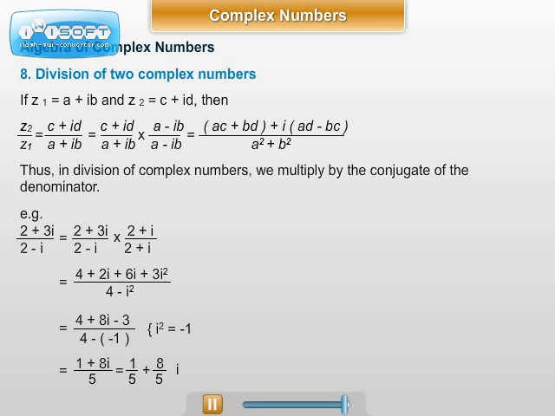In general, if a + ib is not equal to 0, then (c + id)/(a + ib) = (c + id)/(a + ib) × (a - ib)/(a - ib). On simplification, we get (ac + bd)/(a² + b²) + i(ad - bc)/(a² + b²).